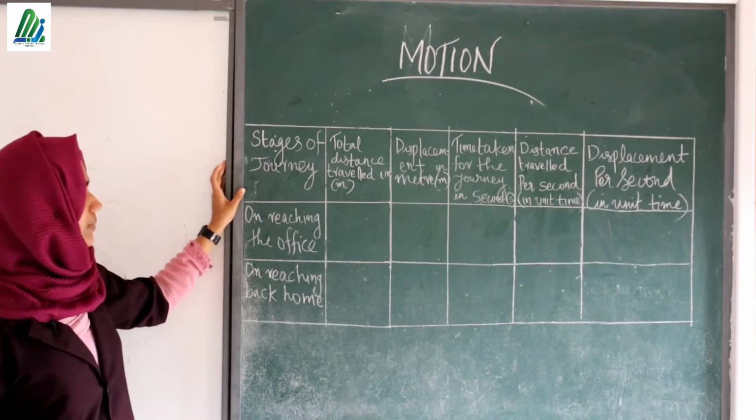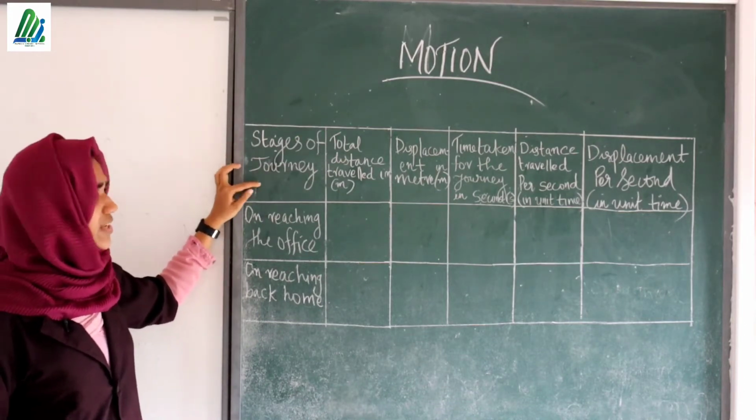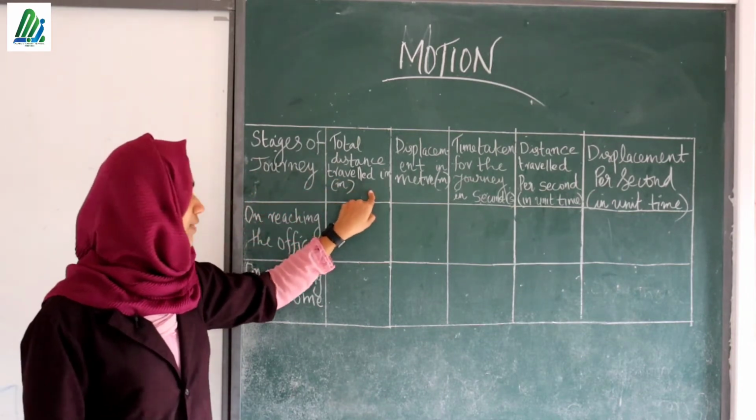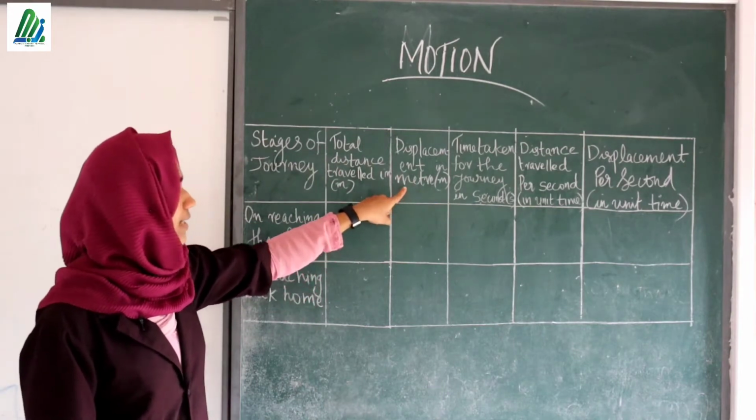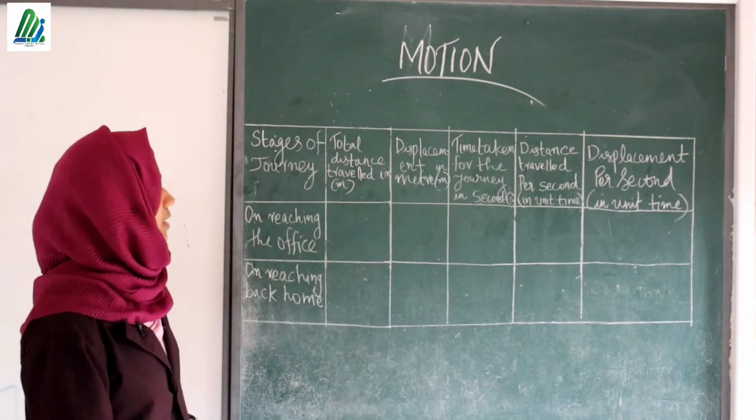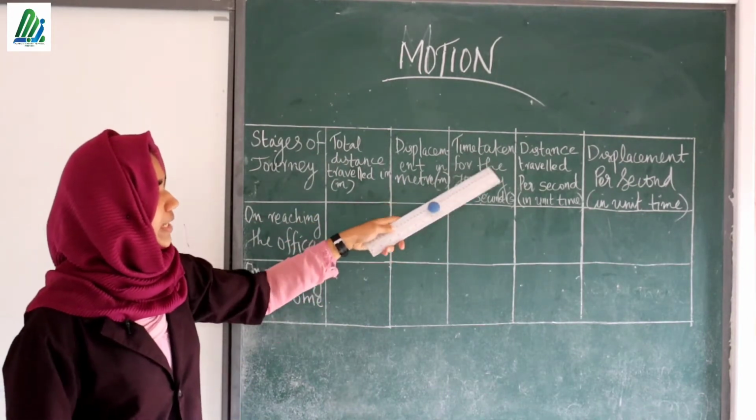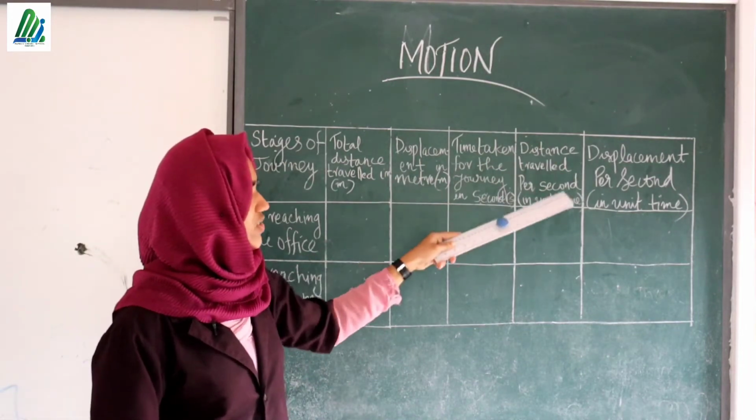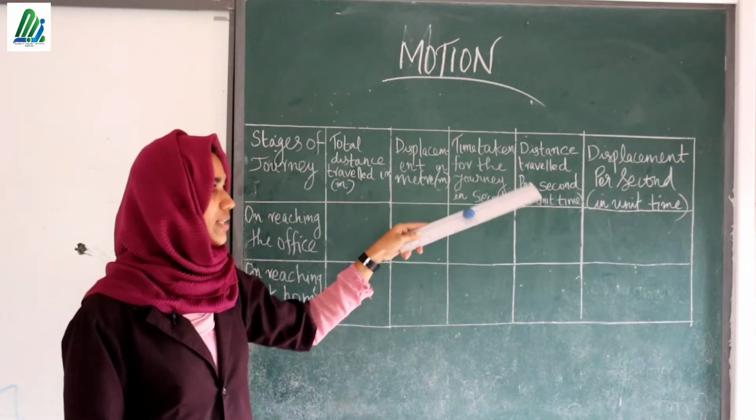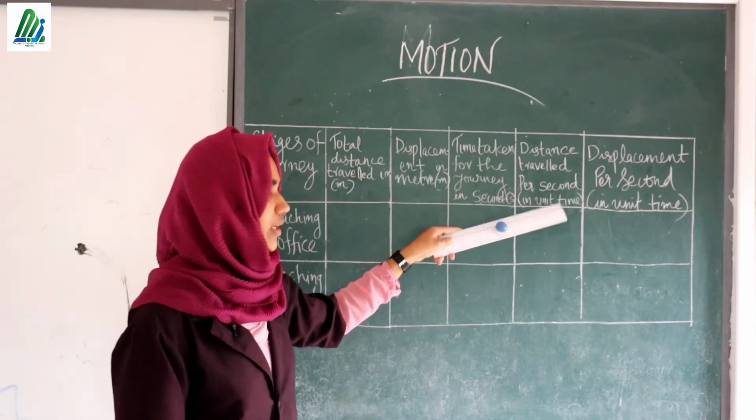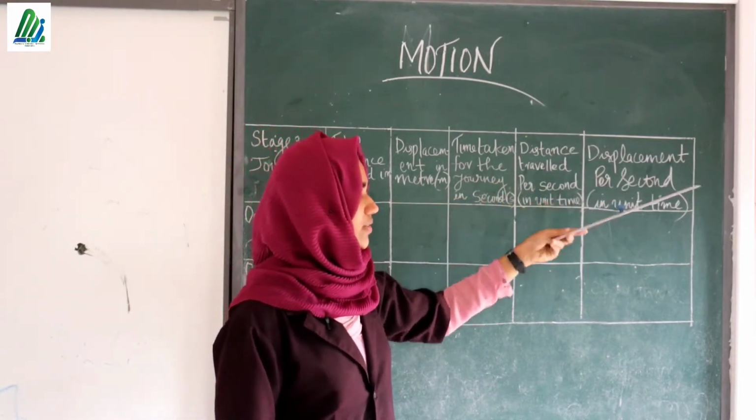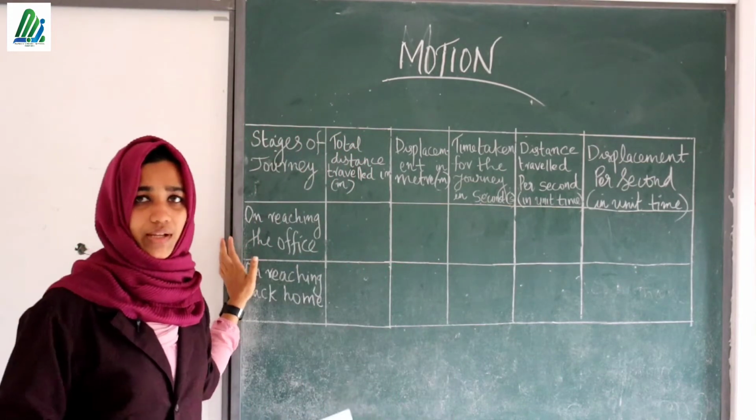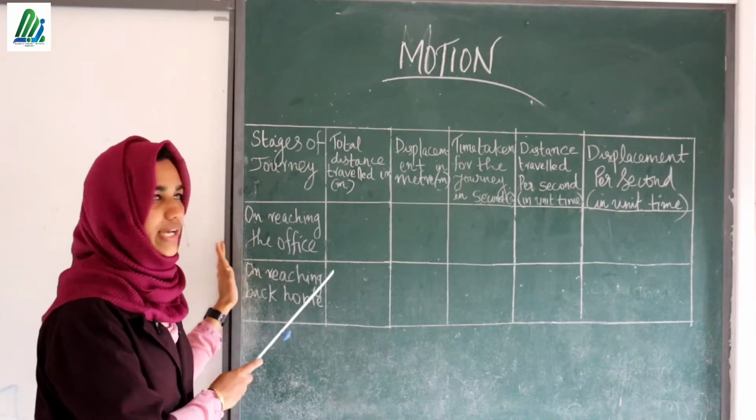Look here. First one, stage of the journey. Second one, total distance travelled in meter. Displacement in meter. Then time taken for the journey in second. Next, distance travelled per second, that is in unit time. Then displacement per second in unit time. With the help of this picture we want to complete this table.